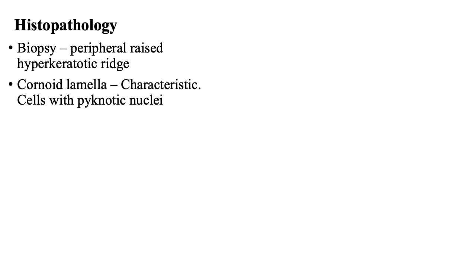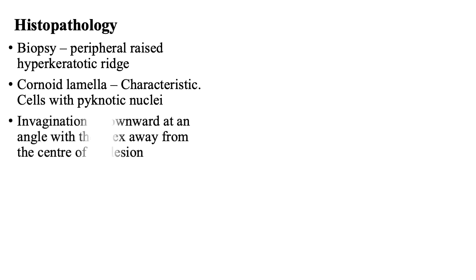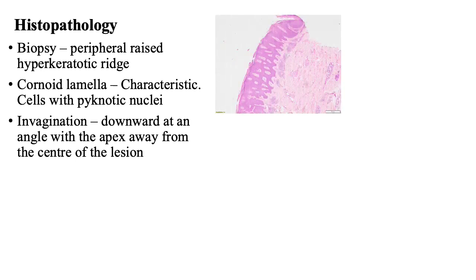Ideally, the skin punch biopsy should be taken from the peripheral raised hyperkeratotic ridge of the lesion, where the characteristic finding of formation of cornoid lamella is seen. Cornoid lamella is a stack of parakeratosis invaginating downwards into the epidermis at an angle with the apex away from the center of the lesion. Here is the microscopic picture in low power view showing hyperkeratosis and acanthosis with papillomatosis.